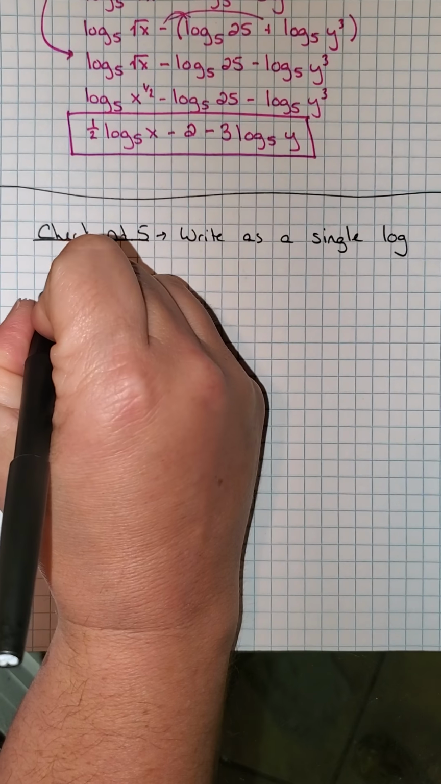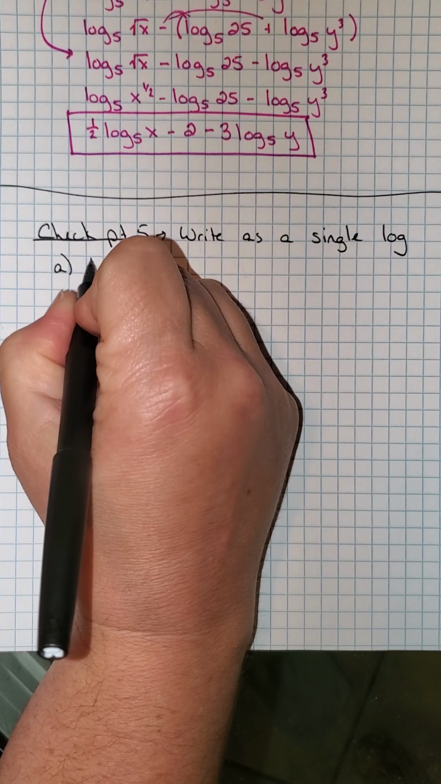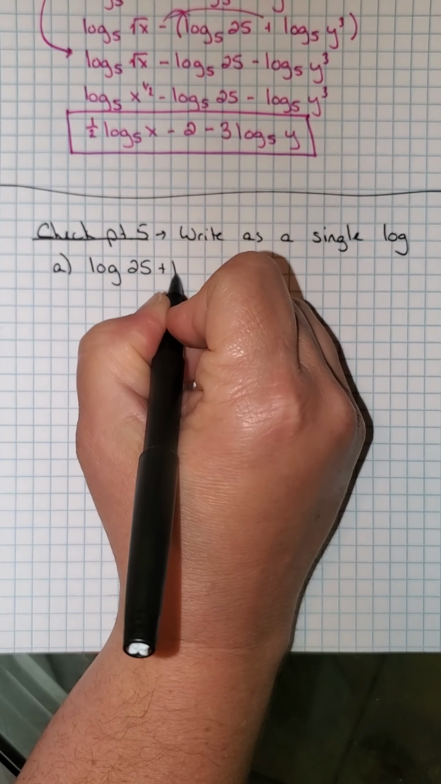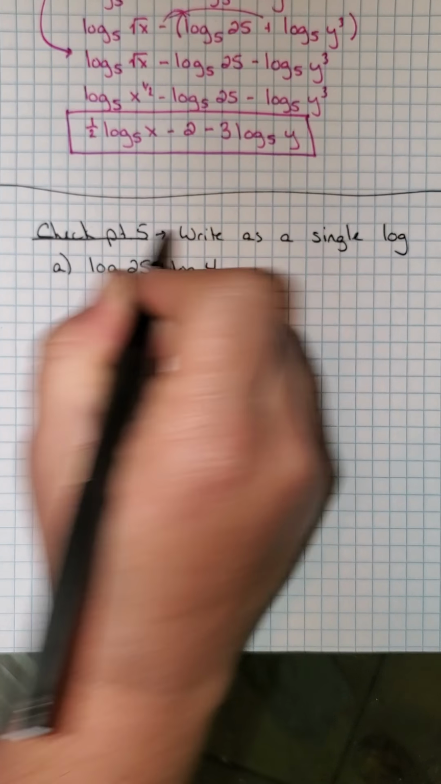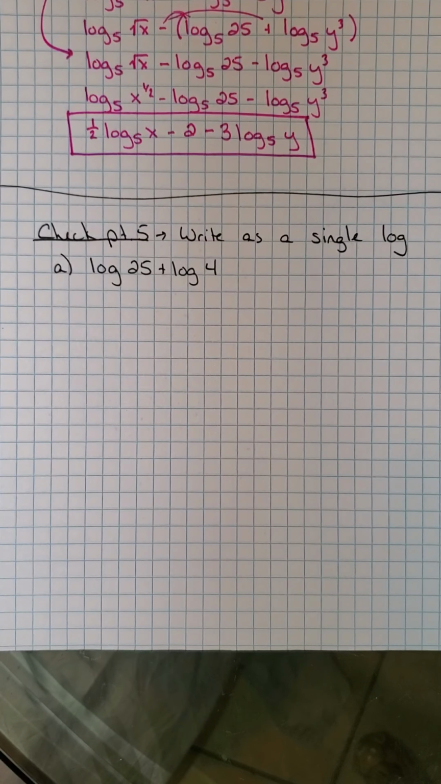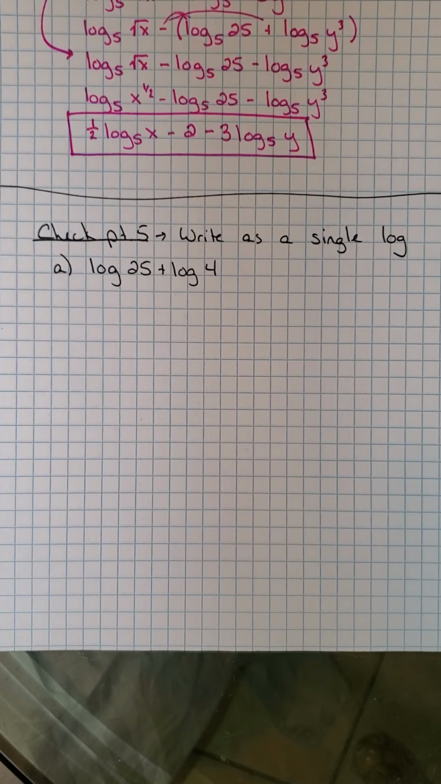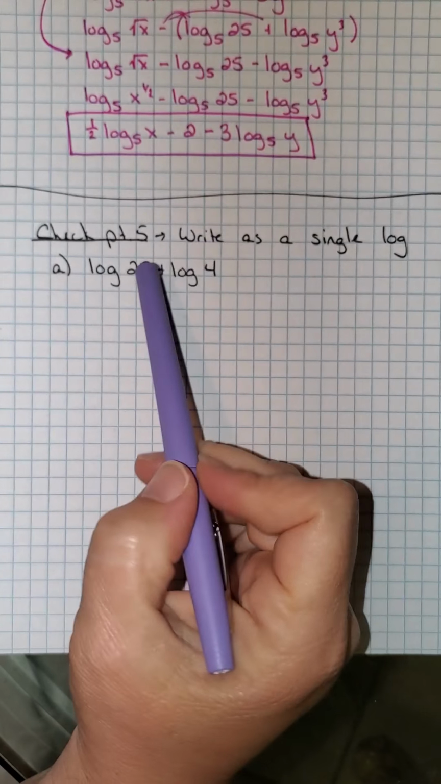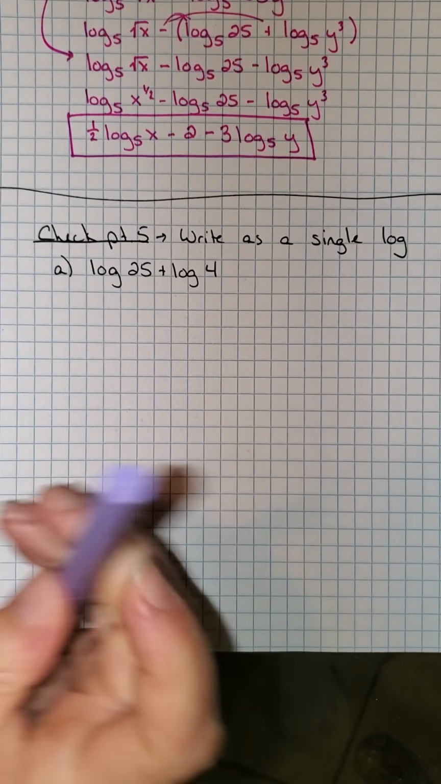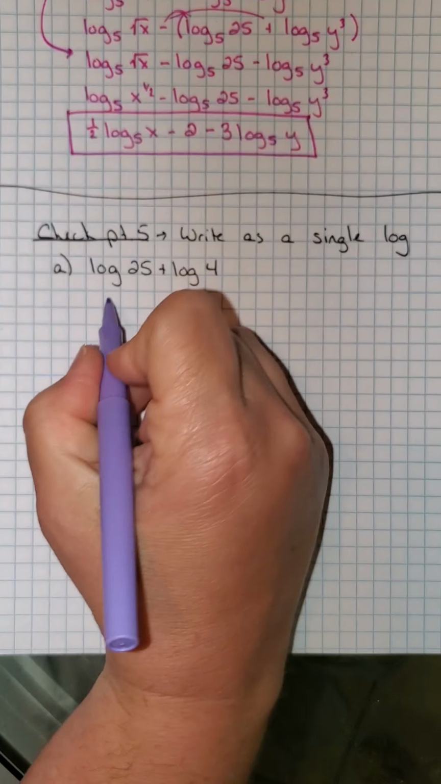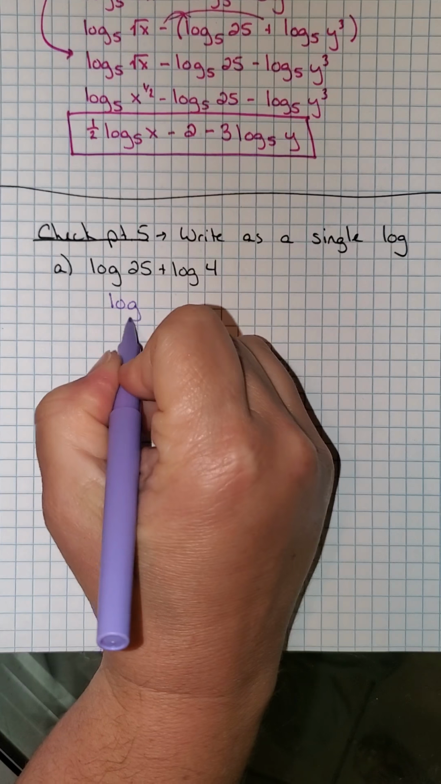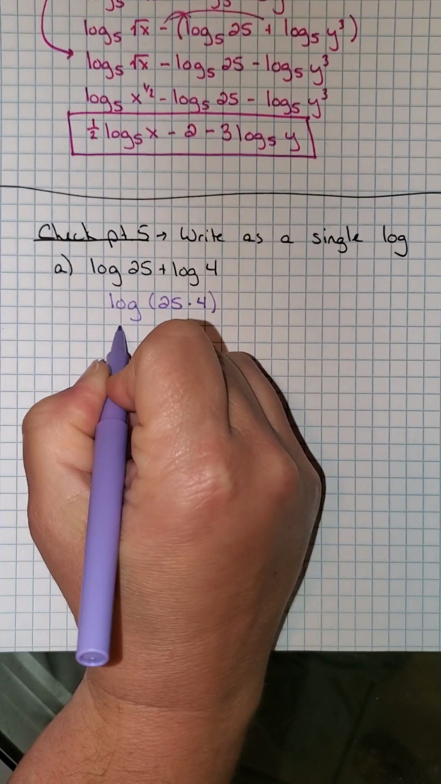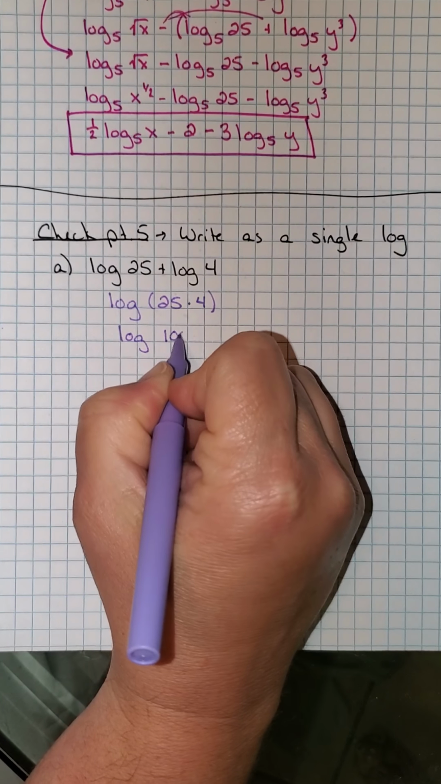Okay, for the first problem, we have the log of 25 plus the log of 4. And the rule still applies that you evaluate anything you can. So this one we have 2 logs with a plus. They both have the same base, which is 10. So we can put them together with multiplication. So it'd be the log of 25 times 4, which is the log of 100.